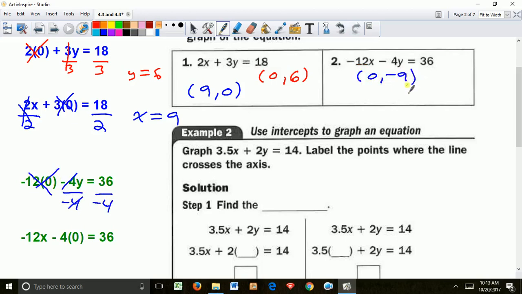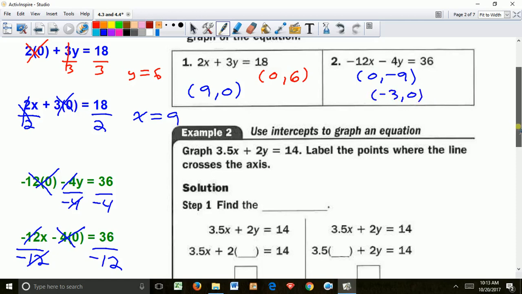And then to solve for the x-intercept, set y equal to 0 and solve for x. Divide both sides by negative 12. 36 divided by negative 12 is negative 3. So the point (negative 3, 0) is going to be your x-intercept.